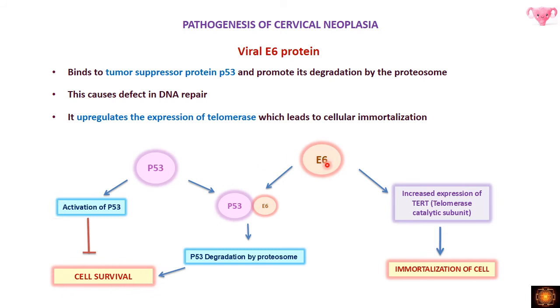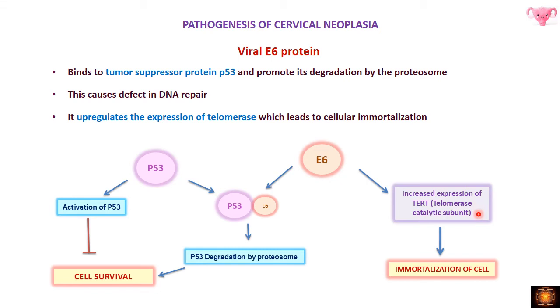So E6 combines with P53 and causes its degradation by the proteasome pathway. Once P53 is degraded, the cells don't undergo apoptosis, but survive with the abnormal DNA and start proliferating with that abnormal DNA material only. Similarly, E6 also causes increased expression of the telomerase catalytic subunit.